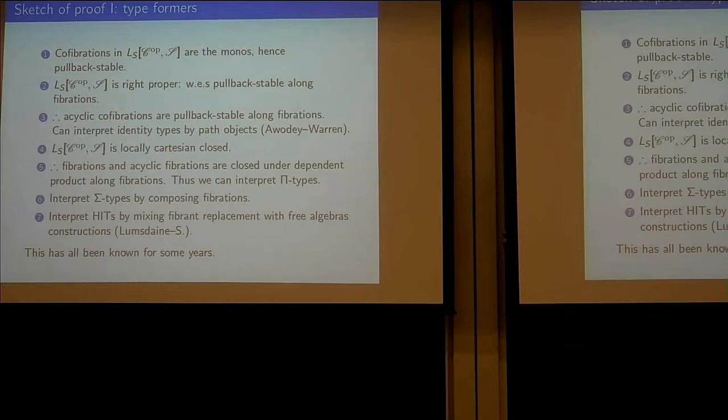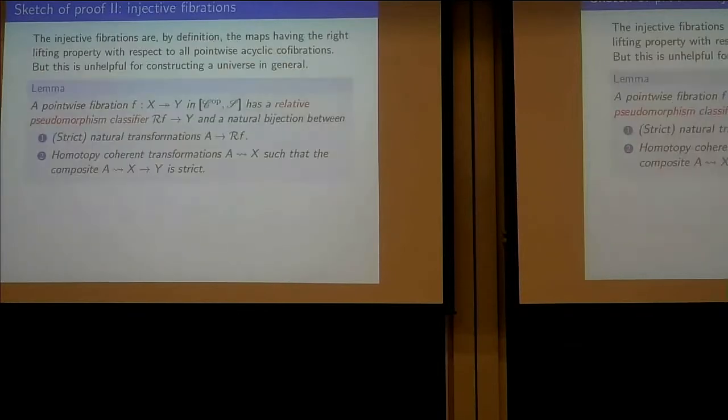How did you make it work? Well, I have 3 more slides where I'm going to roughly give an overview of how this works. The injective fibrations, by definition, are maps that have the right lifting property with respect to pointwise acyclic cofibrations, and this is extraordinarily unhelpful for telling you how to construct the universe.